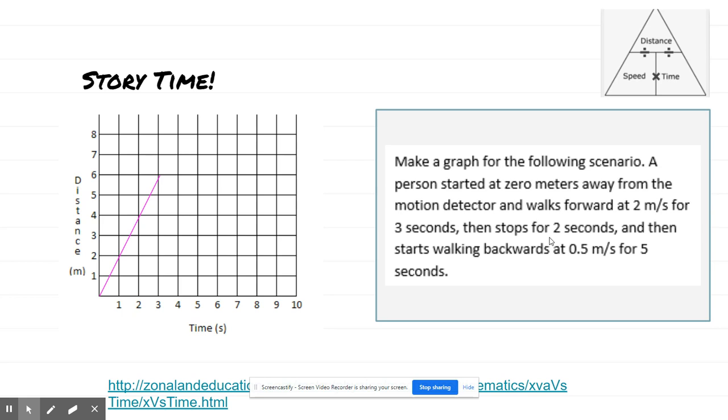Then the person stops for 2 seconds. All right, that means it's a flat line, no motion for 2 seconds. So we draw that line.